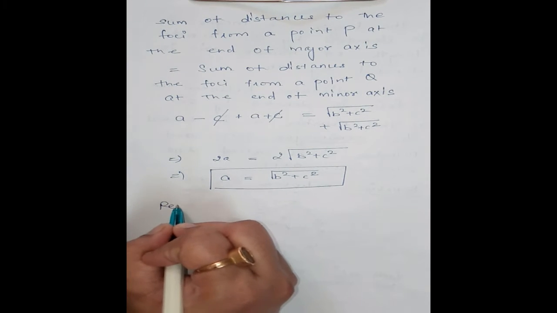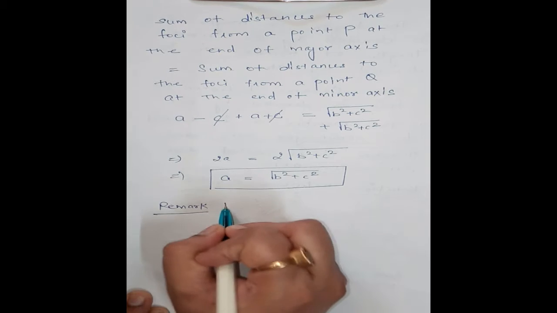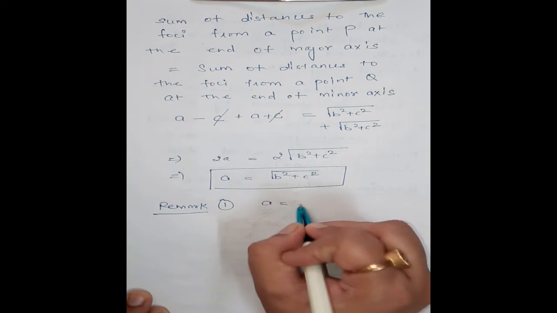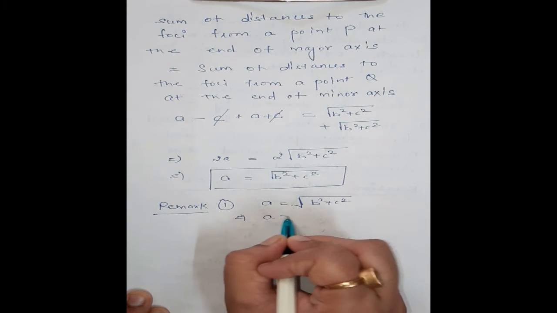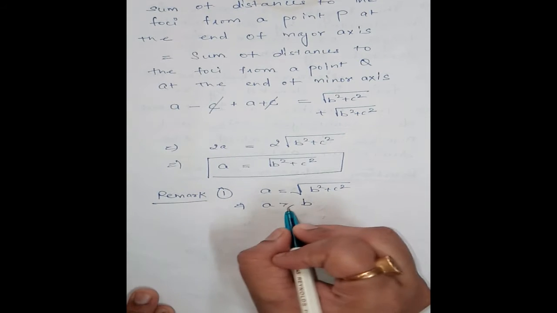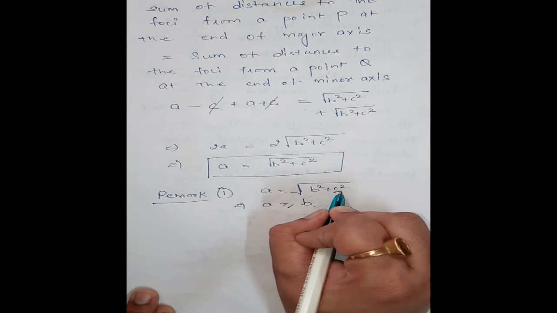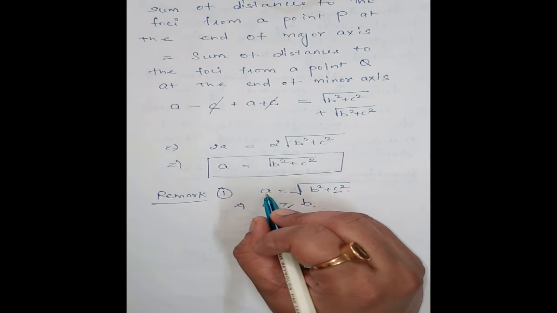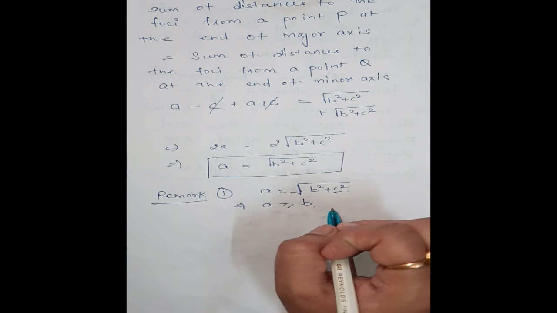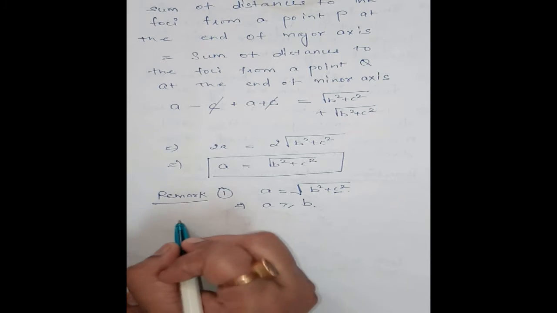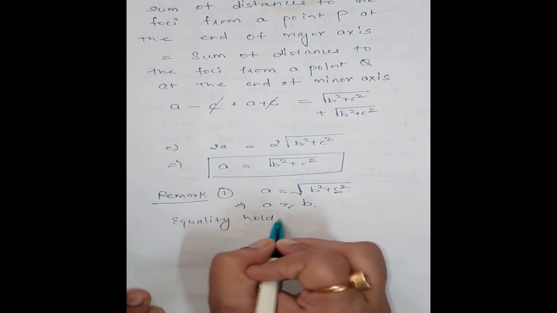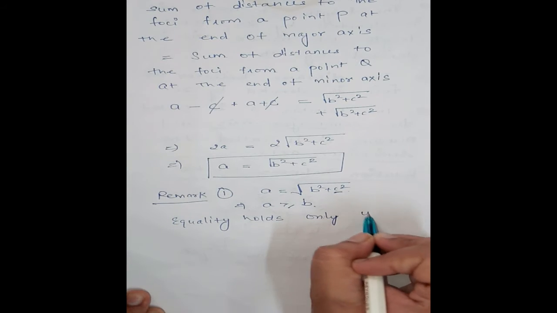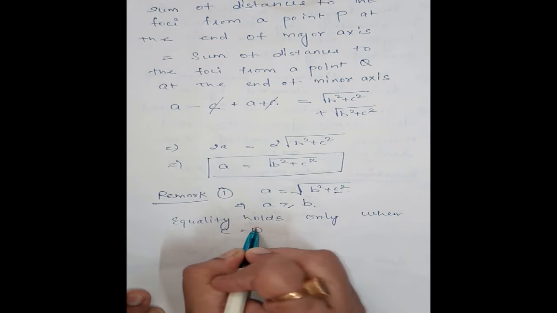Now, we have a remark. a is equal to the square root of b square plus c square. This implies a is greater than or equal to b. Equality will hold only if c is equal to 0. If c is equal to 0, then a is the square root of b square, that is a is equal to b. So equality holds only when c is equal to 0.